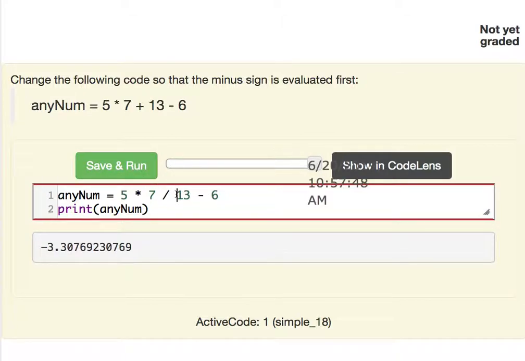So what about if we do a divide there? So negative 32, and then we put parentheses around it. Okay, so in this case it makes a difference, right?